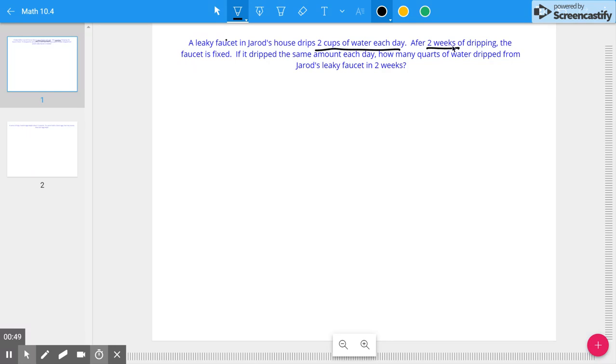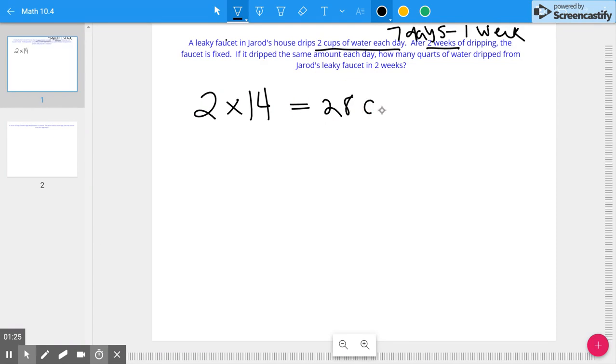So I could do 2 plus 2 plus 2 plus 2 plus 2, 14 times, or I could just do 2 times 14 because I know that there are 14 days in 2 weeks. That's where I got that number from. I wouldn't do 2 times 2 because that's not each day. I know that there are 7 days in 1 week, and in 2 weeks, that would be 14 days. So 2 times 14 gives me 28 cups. So 28 cups have been dripping for 2 weeks from the faucet.